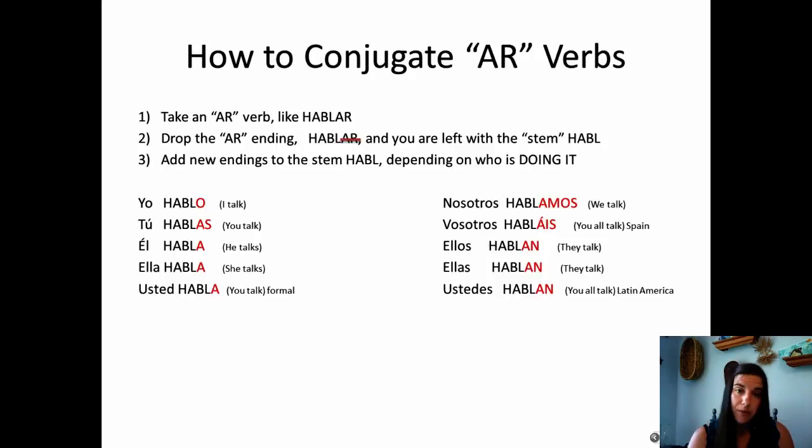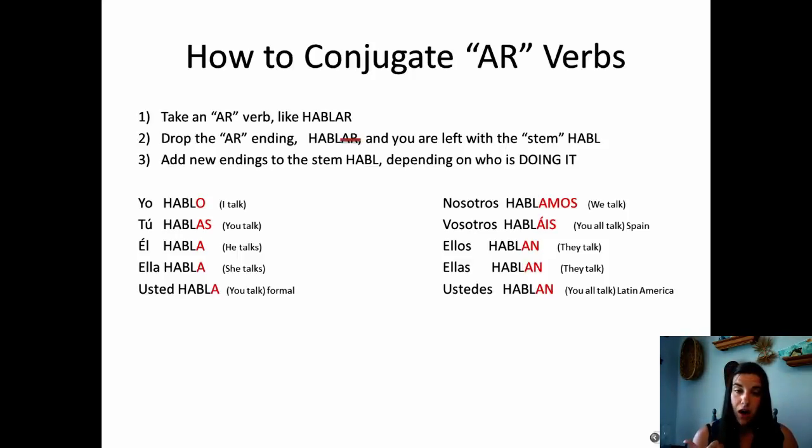Usted habla. So we add an O for yo, AS for tú, and A for él, ella, or usted. For nosotros, if we all talk, we drop the AR and we add amos. Nosotros hablamos. We all talk. If we're in Spain and we're saying you all talk, we drop the AR and we add áis. Vosotros habláis. You all talk.